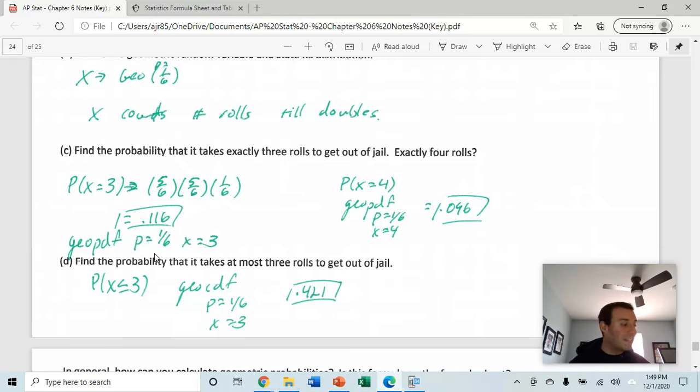Find the probability that it takes at most 3 rolls. So at most 3 rolls. That means the probability that X is less than or equal to 3. Lucky for us, there is a function of less than or equal to on the calculator. The only 2 we have are equal to and less than or equal to. So I can just go to geometric CDF. Probability is 1/6, X is equal to 3. So the probability that it's going to take at most 3 rolls, or 3 or less, would be 0.421.